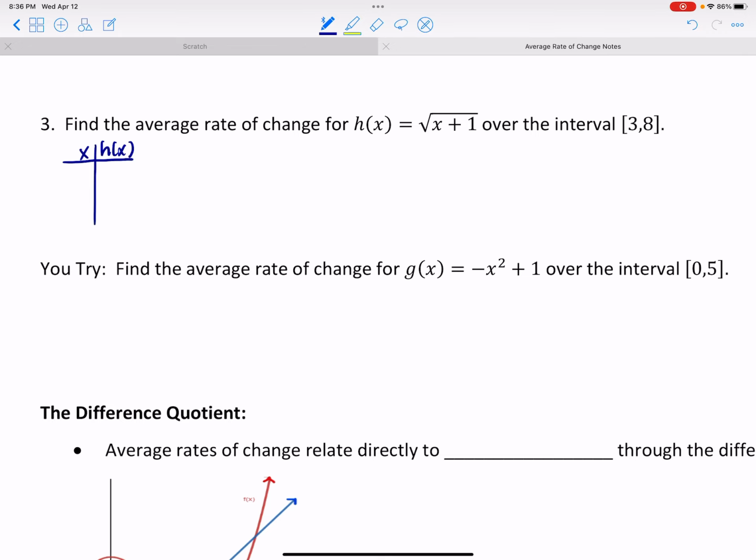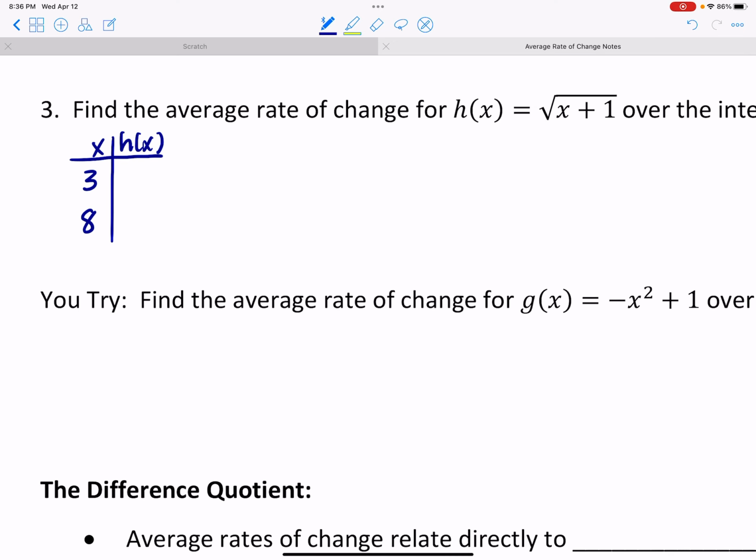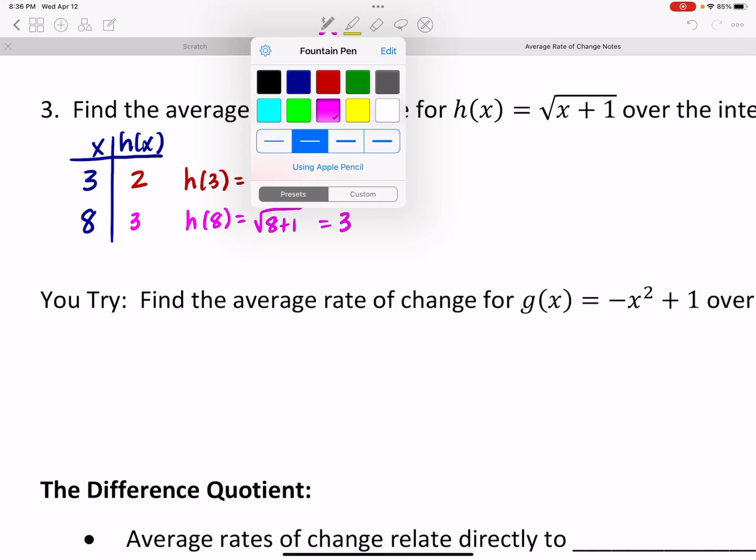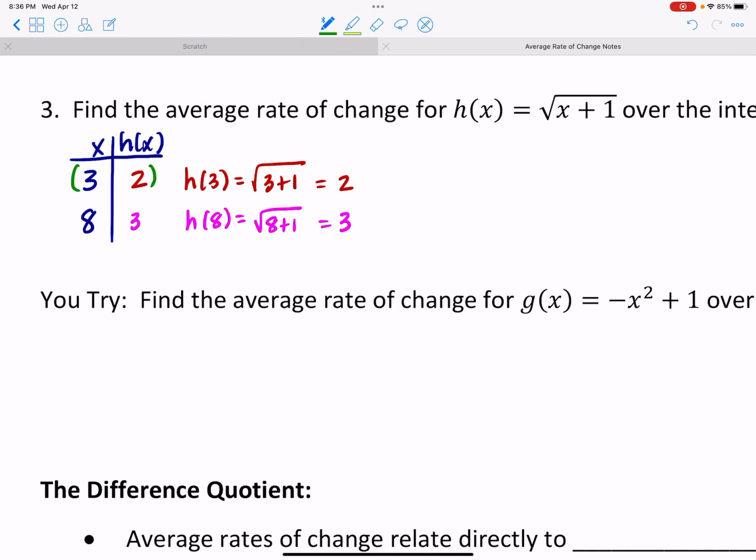So it's saying start at an input of 3 and end at an input of 8. If I input the 3, find h of 3, then I would have the square root of 3 plus 1. That's the square root of 4, which makes 2. So there's my first endpoint on the interval. Then if I input the 8, find h of 8, I'd have the square root of 8 plus 1. That's the square root of 9, which makes 3. So that's the second endpoint on my interval. I have one coordinate at (3, 2), and I have one coordinate at (8, 3).